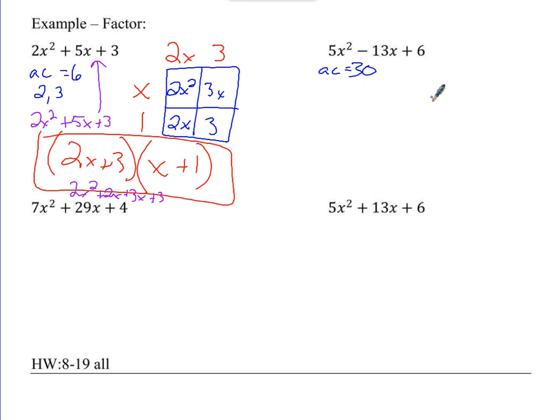Okay, somebody tell me in words what's the next thing that has to happen. Two numbers that multiply to give 30, and they have to add to give negative 13. So think about those patterns we learned in the last section. What does that mean my two numbers have to be?